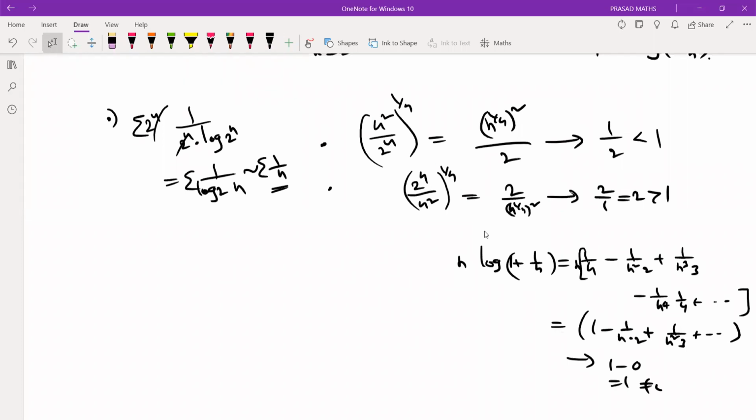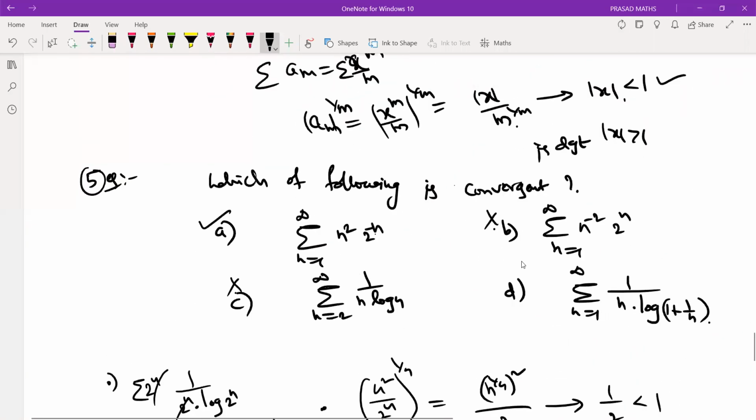Therefore this is 1. This is non-zero. This nth term never tends to 0. Therefore this is divergent. This is divergent. That's it. So interesting, right?